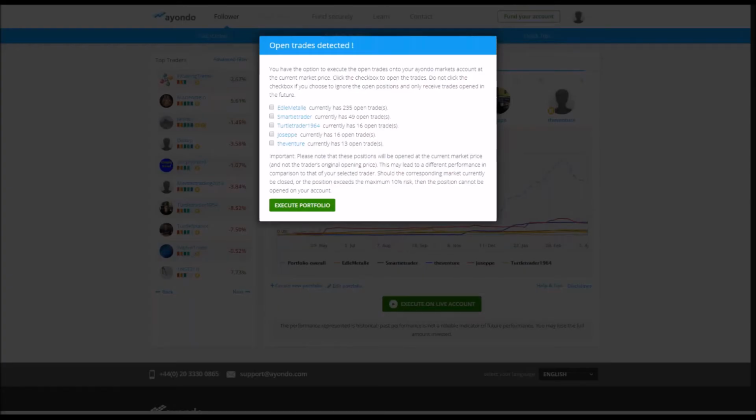Another warning screen comes up. Now, because these people are active traders, they'll have trades that are open. Edelmetall has got 235 trades. Giuseppe, who we recently followed, has got 16 open trades. The Venture has got 13 open trades. So what it's saying here is, do you want to mimic their existing open trades? And I always say no.